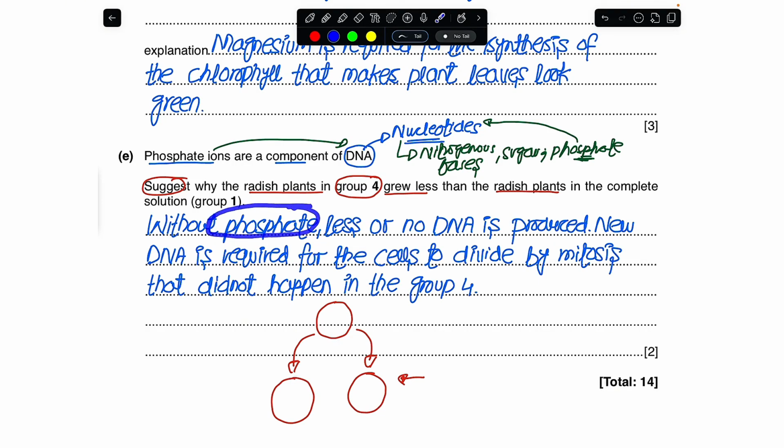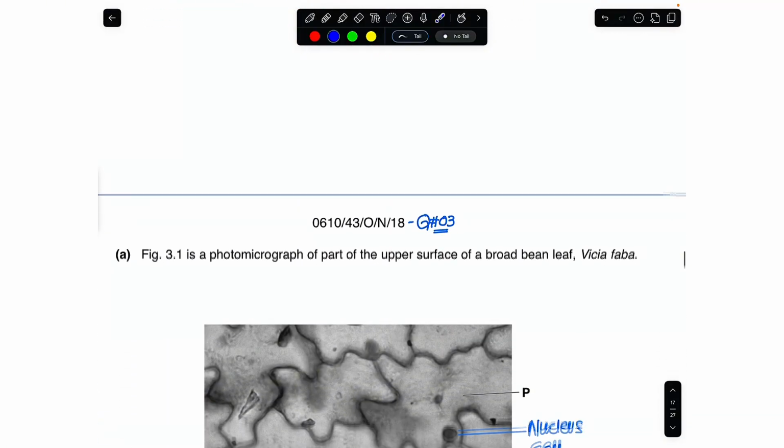So if I were to read it for you for 2 marks, we would say that without phosphate, less or no DNA is produced, and new DNA is required for the cells to divide by mitosis. That did not happen in group number 4, the radish plants that had a lack of phosphate ions in their solution.